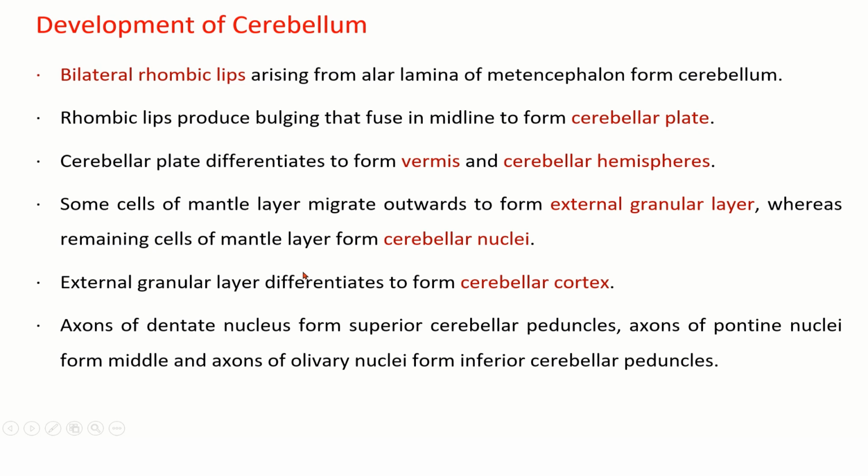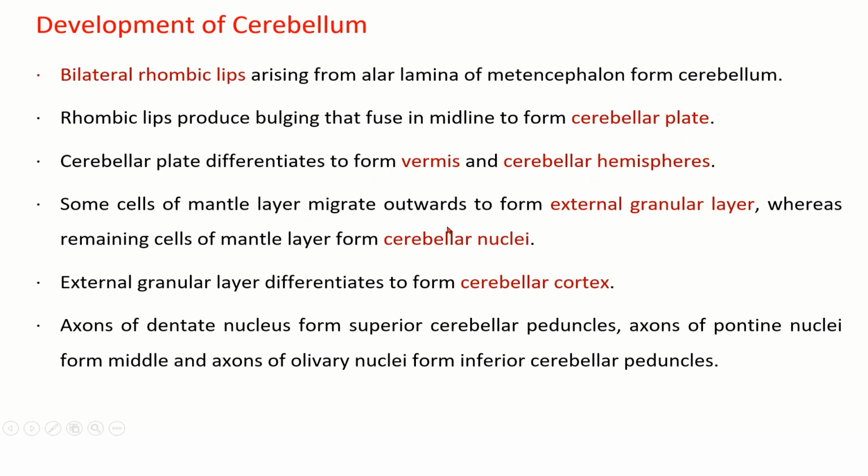So then development of cerebellum. So as I said earlier, the rhombic lips are the main things which form the cerebellum. So bilateral rhombic lips arising from alar lamina of metencephalon form cerebellum. Rhombic lips produce bulging that fuse in the midline to form cerebellar plate. The cerebellar plate differentiates to form vermis and cerebellar hemisphere.